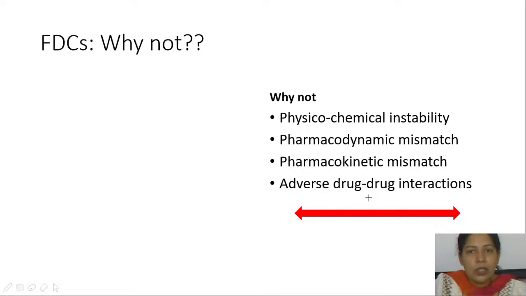And then adverse drug-drug interactions. Both the drugs that you're trying to combine, they act on the same receptor, they produce similar adverse effects. So the toxicity is getting compounded, or one is a cytochrome P450 inhibitor and the other is a substrate. So the second drug is going to cause toxicity. So that's adverse drug-drug interaction. These are some of the things pharmacologically speaking that you need to look into before an FDC is developed.